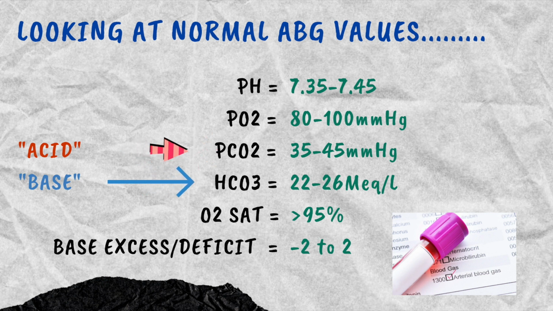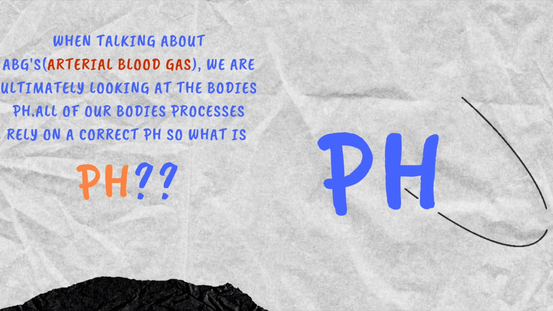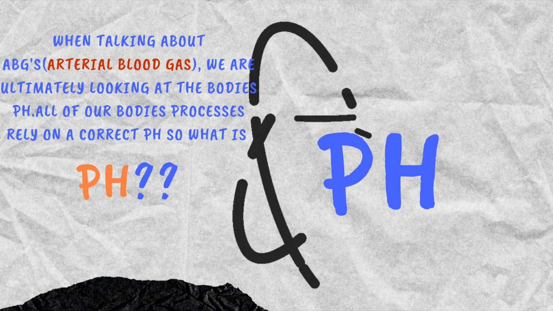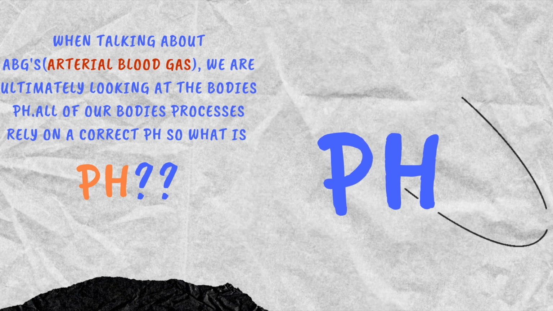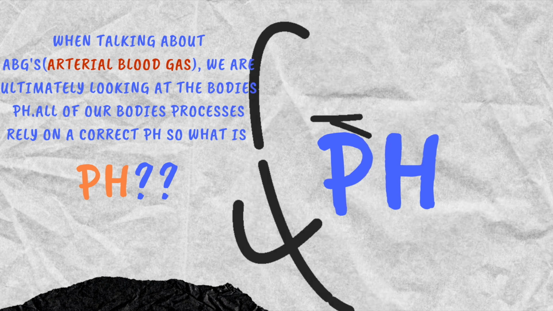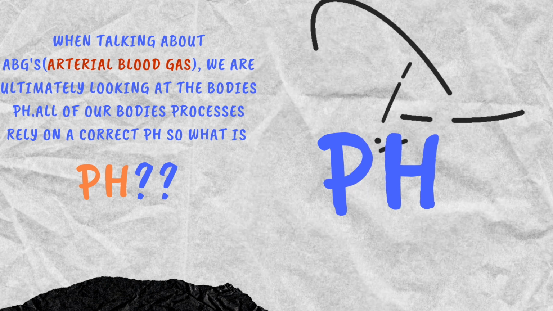So these numbers are going to be super helpful once we get into part two, where we start looking at interpreting and trying to decide what type of abnormality it is. This is going to be super helpful. So let's move on. This is all about essentially pH. We look at all these numbers, but the one that we really care about is the pH. So when you're talking about an ABG, ultimately we're talking about the pH, and our bodies rely on this pH to be correct to pretty much perform anything and everything we do every day.